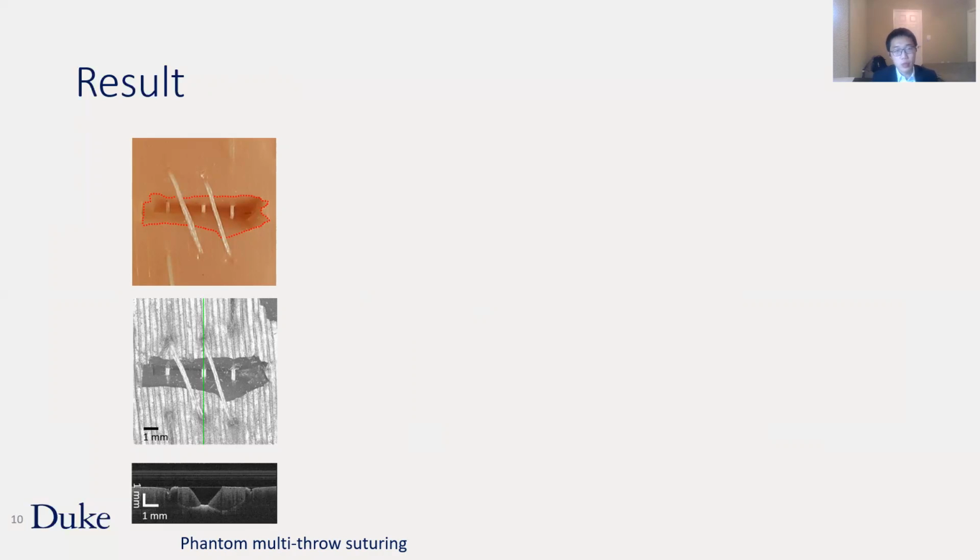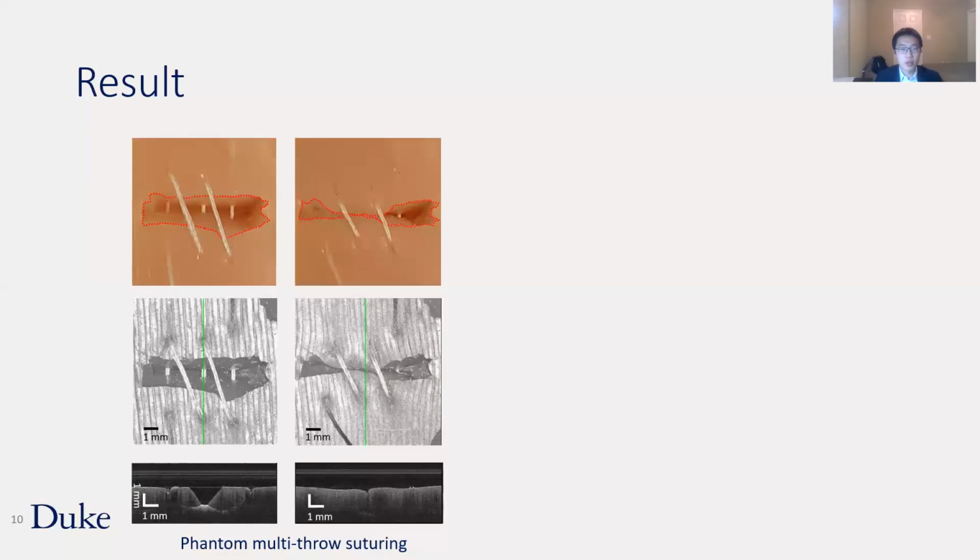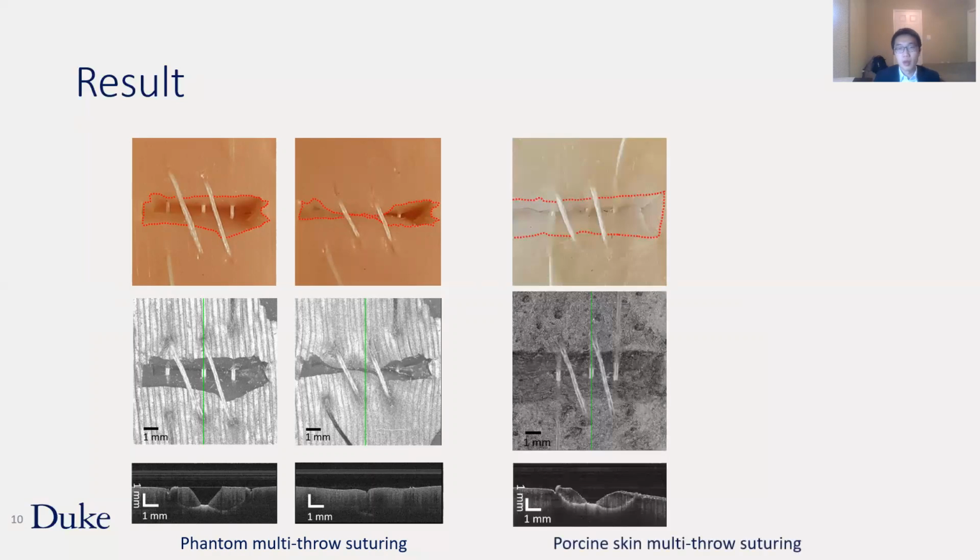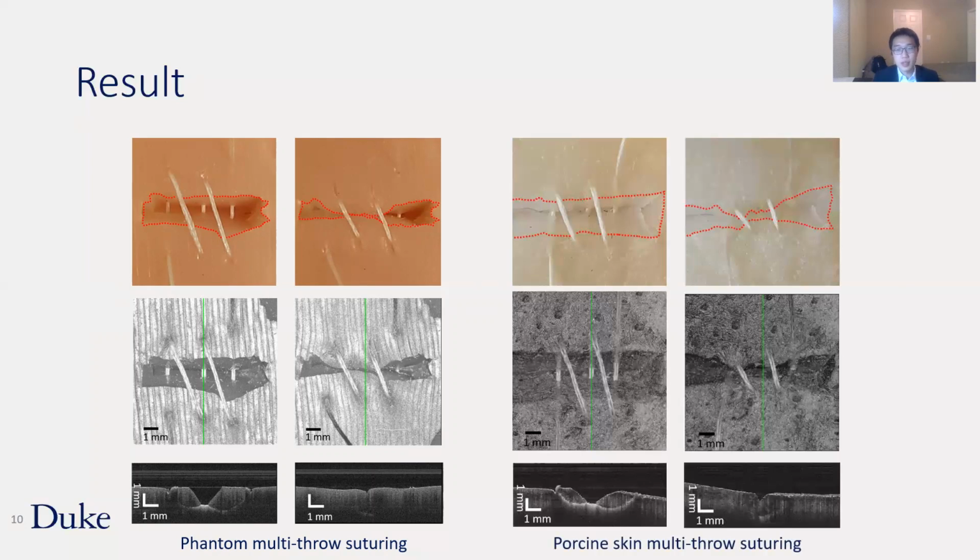After the mounted throw, we pull the 2 sides of the suture to close the wound. Between the second throw's entry and exit points, the wound is totally closed. From the B-scan view, there's no dead space after the wound is closed. We also did the mounted throw on porcelain skin. After closing the wound, there's also no dead space.